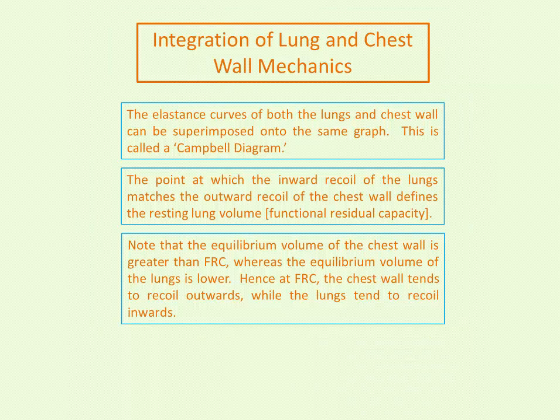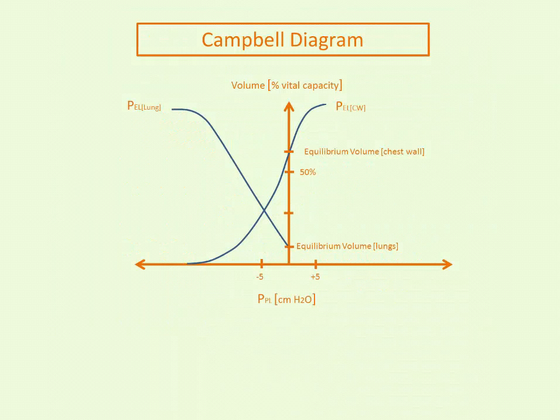So at this equilibrium point, at the end of an expiration at FRC, the chest wall tends to recoil outwards and the lungs tend to recoil inwards. And that can be seen on this diagram here. Here's the equilibrium volume of the chest wall and the equilibrium volume of the lungs.